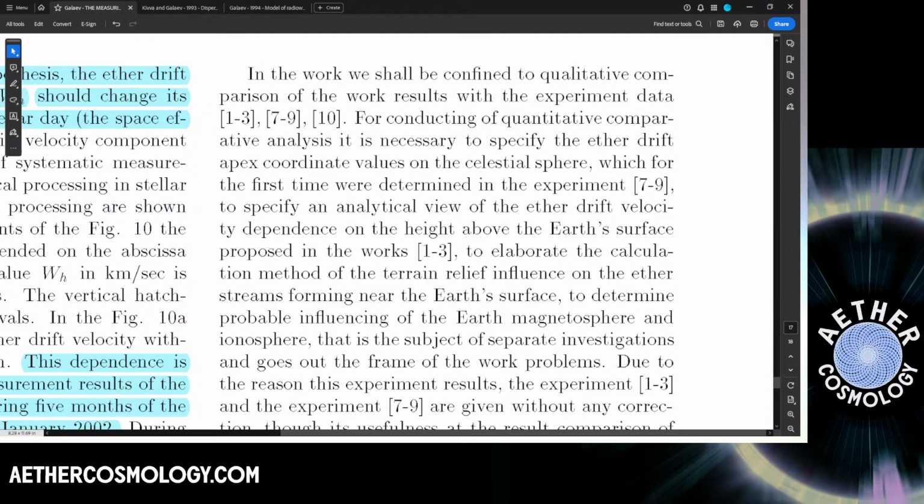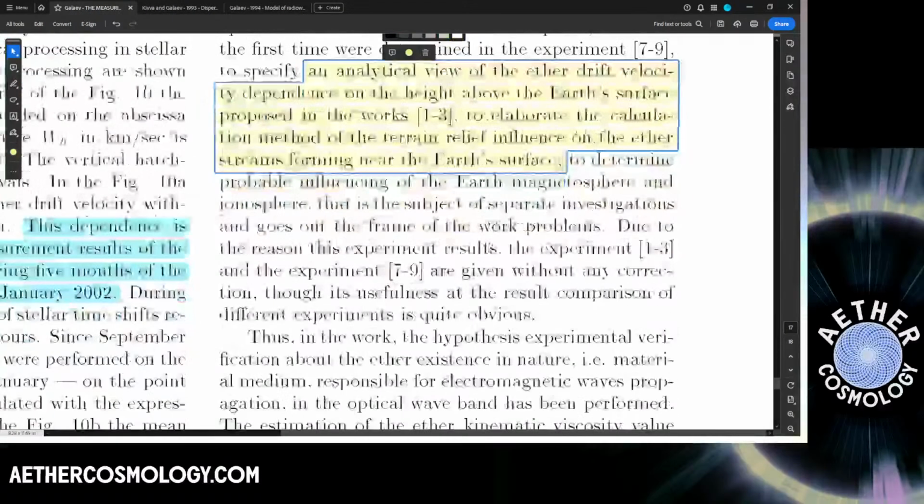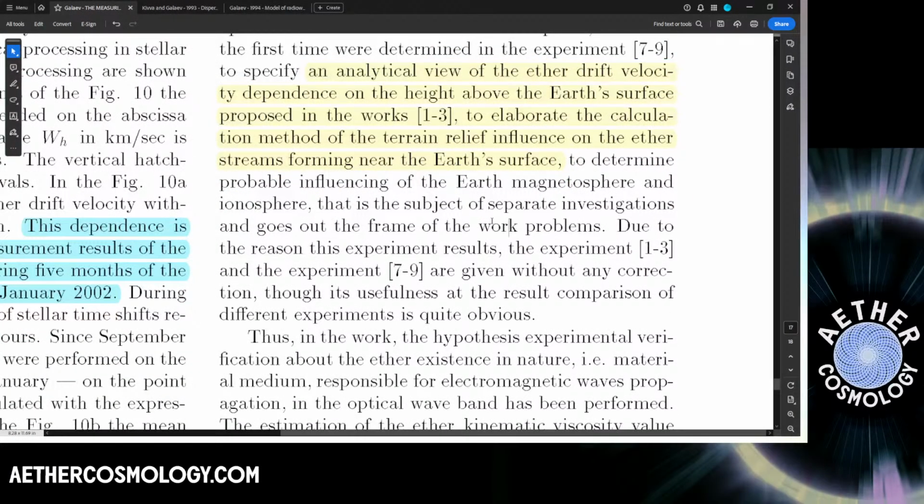For conducting a quantitative comparison analysis, it is necessary to specify the ether drift apex coordinate values on the celestial sphere. For the first time, we determined in the experiment 7 through 9 to specify an analytical view of the ether drift velocity dependence on the height above the Earth's surface proposed in works 1 through 3 to elaborate the calculation method of the terrain relief influence on the ether streams reforming near Earth's surface to determine probable influencing of the Earth's magnetosphere and the ionosphere that is subject to separate investigations and goes out of the frame of work problems.